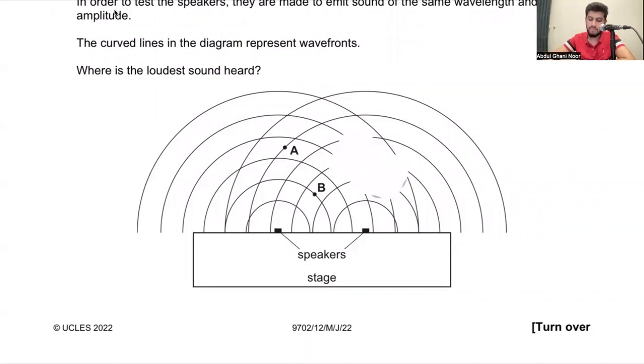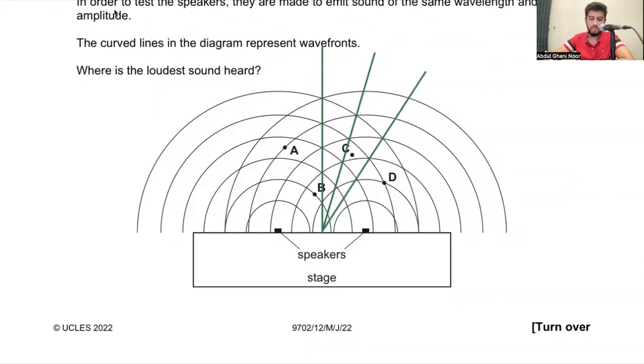Okay? If I were to draw the wave fronts, let's say loudest sound. So this would be the loudest sound, number 1. And then this would be your loudest sound. This would also be your loudest sound. This would also be your loudest sound. And the simple reason behind that is crest meets crest, somewhere along this line. In between the two, you'll have destructive interference and hence zero sound. So the answer is D.